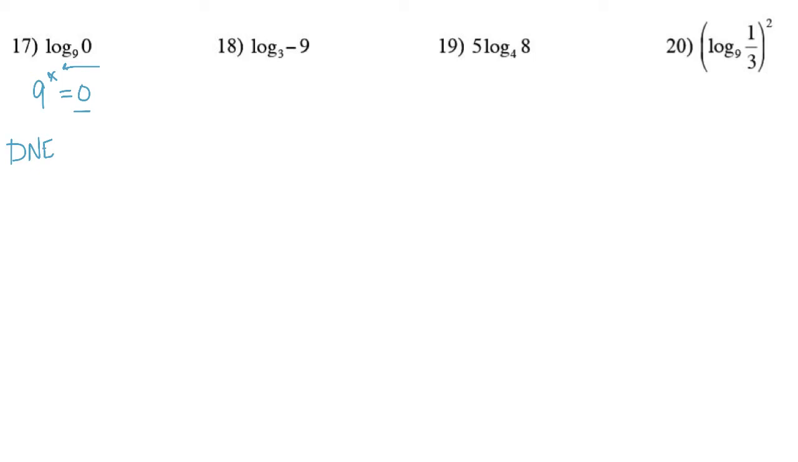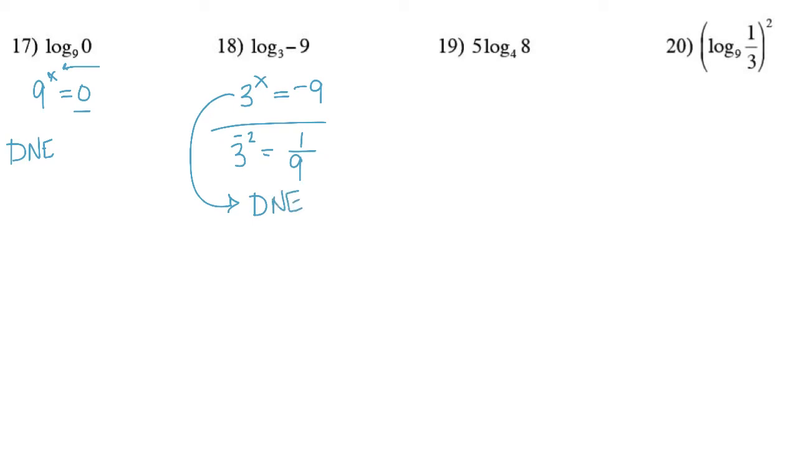And very similar over here with number 18, same idea here. We're going to say, well, 3 to what power gives me negative 9? And the most common wrong answer, students will say 3 to the negative 2. But please remember, 3 to the negative 2 means 1/9, not negative 9. So here, this one does not exist either.